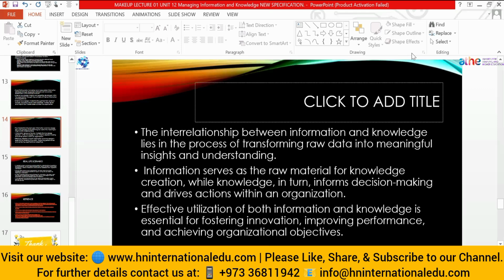Then, effective utilization of both information and knowledge is essential, necessary for fostering innovation. When you have a perfect stance on both components, then you're going to have a pathway to innovations, working on something new, unique, improving the performance of the employees, and achieving the objectives of the organization as well, which is the utmost thing, because we can change the objectives, but we need to align them with the goals as well.